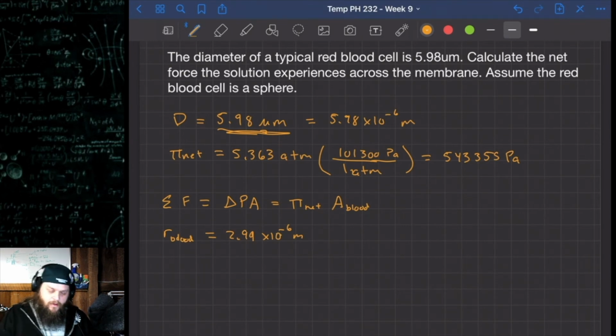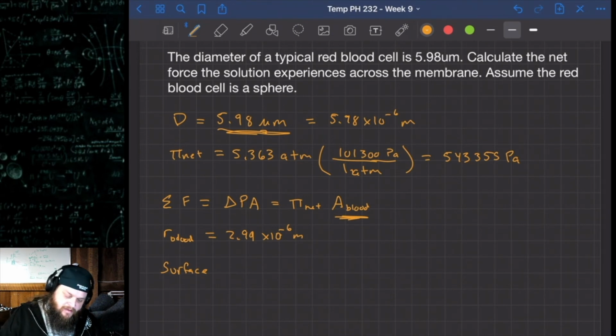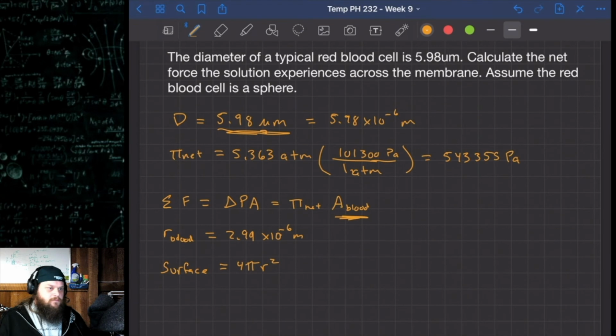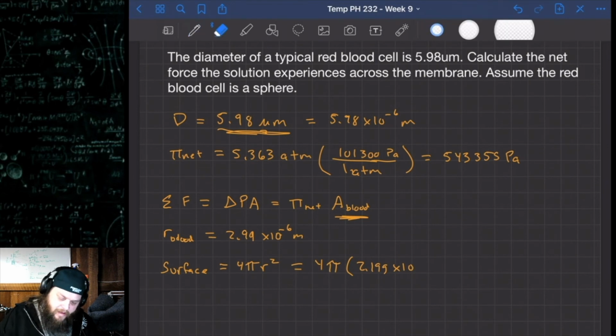Now we need to know the surface area of that blood cell. To find that, we find the surface area of the sphere, and then multiply the pressure by that area. The surface area of the sphere is 4 pi r squared, which is equal to 4 pi times 2.99 times 10 to the negative 6 meters, squared.